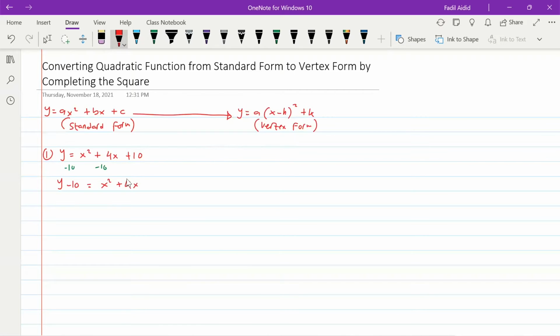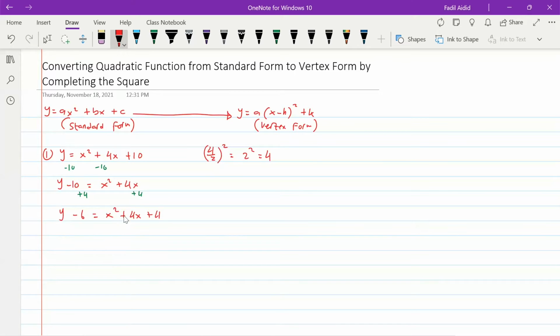And then the next step, you take half of the x term coefficient. The x term coefficient is 4, so half of 4 is 2. You take half of the coefficient, and then square it. So this is 2 squared, and this is 4. So you add both sides of the equation by 4. So this is plus 4 and plus 4. So it's going to be y minus 10 plus 4, or just write minus 6, equals x squared plus 4x plus 4.